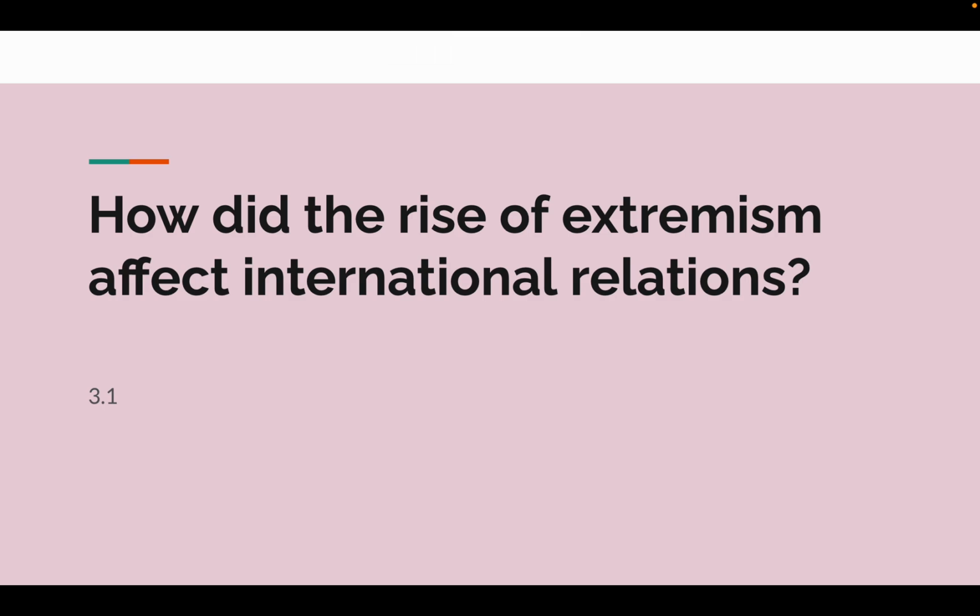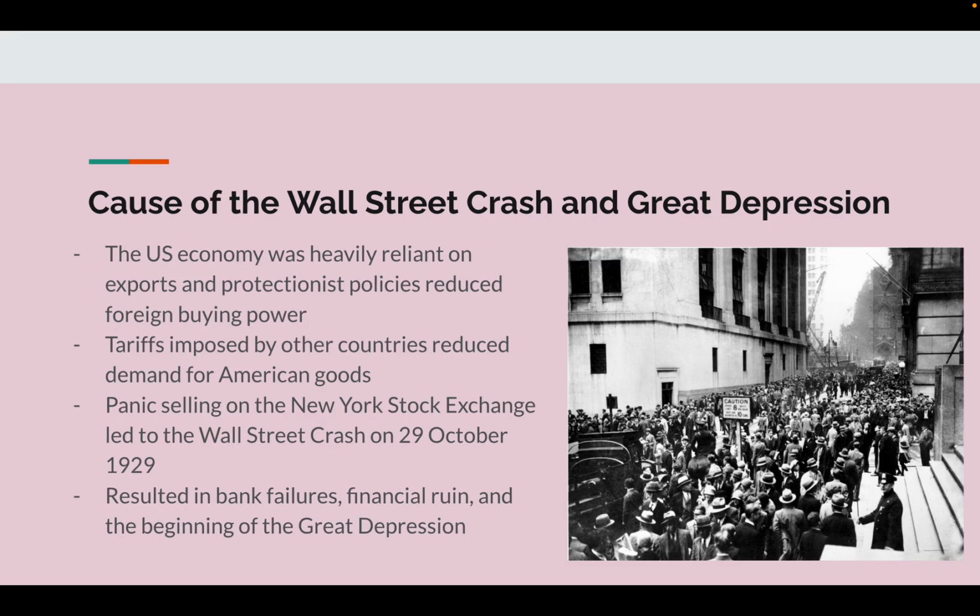Today we're going to be talking about Chapter 3.1, How did the rise of extremism affect international relations? The cause of the Wall Street crash and Great Depression. The U.S. economy was heavily reliant on exports and protectionist policies which reduced foreign buying power. The tariffs imposed by other countries reduced demand for American goods.